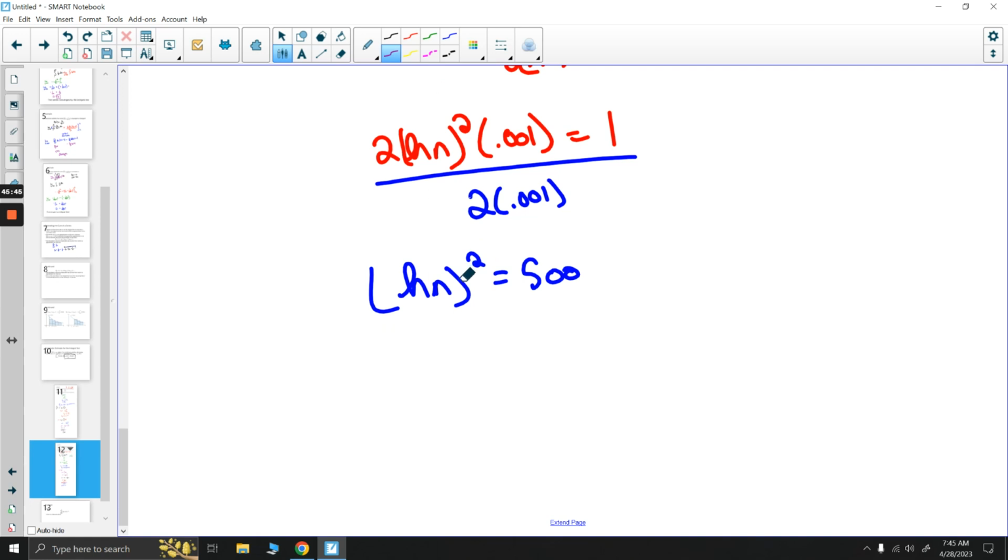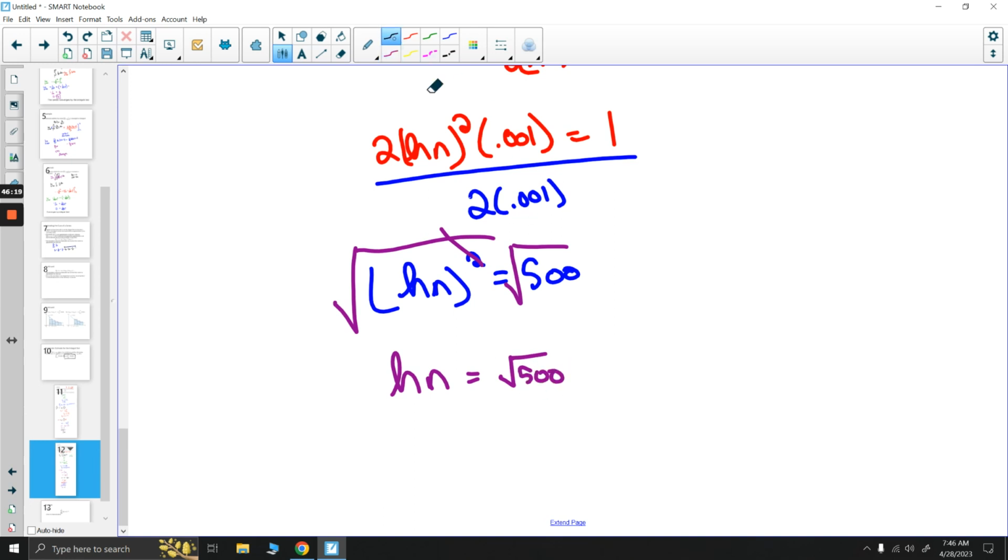Okay, so now we have a couple options here. This is ln n squared. Basically, because this whole thing is squared, we can't apply our log rule to it, because it's this portion being squared that the third log rule allows us to bring down. So instead, we're just going to take the square root here, and we get ln of n is equal to the square root of 500, whatever that is.